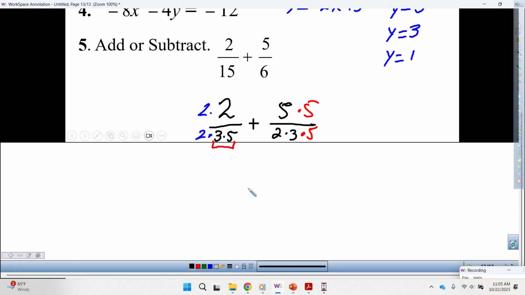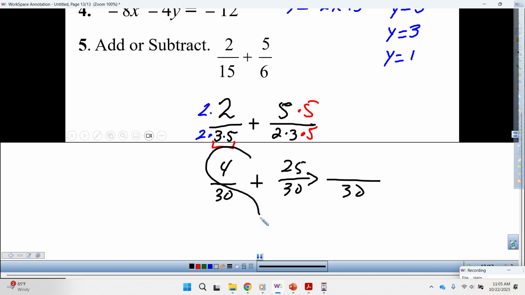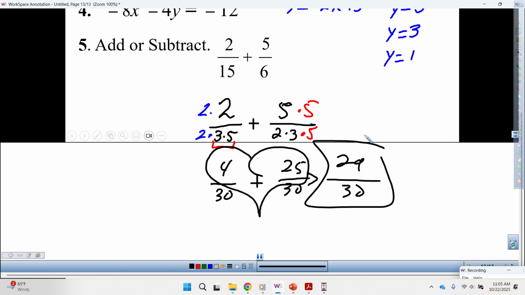So, common denominator. 2 times 3 times 5, that's 30 and 30. 2 times 2 is 4. 5 times 5 is 25. So we end up with 30. Numerators, so that's 29. Hands up if you got that by yourself. All right, we're getting there pretty quick, so I'm trying to give you plenty of practice for that.